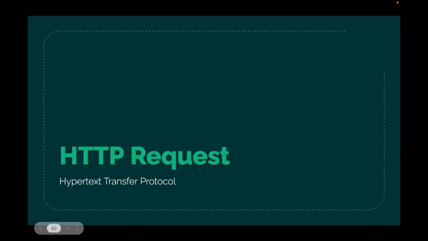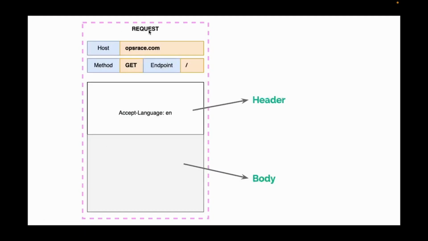Okay, so an HTTP request typically looks like this. You need the domain name or the address, the host name, which is basically opsrace.com. This will take us to that specific server, that specific machine, and the method we will use is GET. I will explain them later. And the endpoint. So if I want to access, let's say, login, opsrace.com/login, or logout, or I can just type forward slash and that's it. I just need to access the home page.